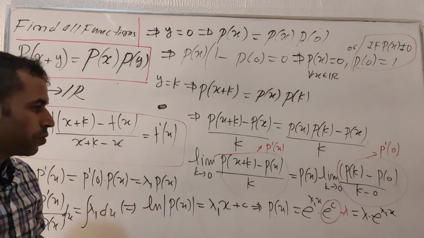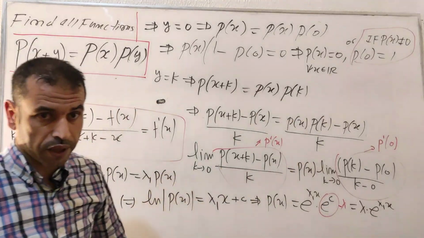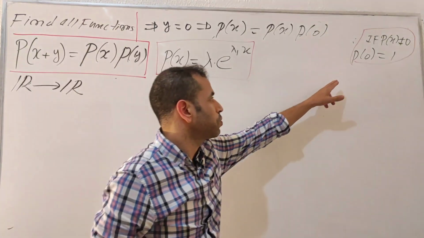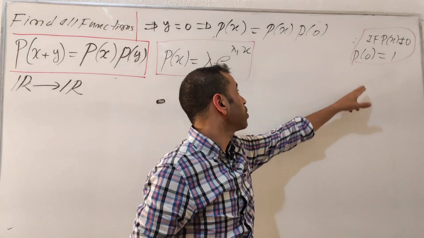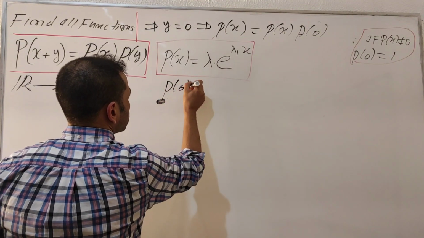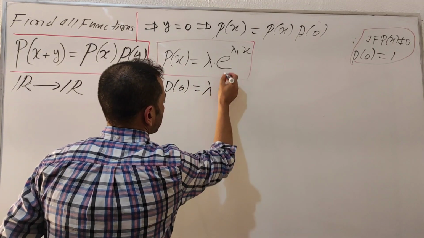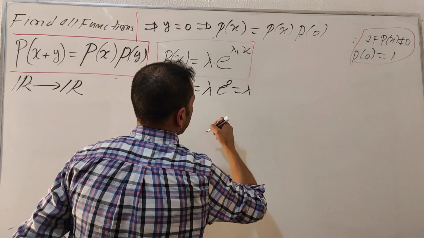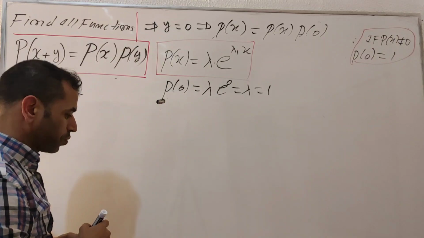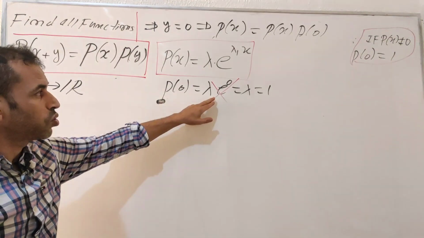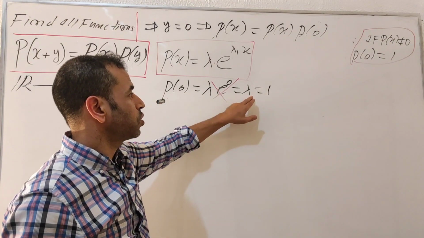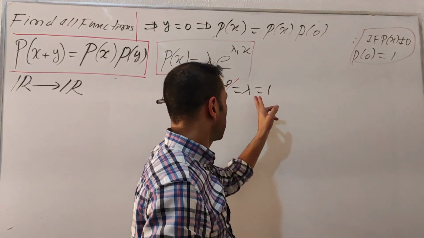Let's take this expression at the top and determine the constants. We need to determine these constants, since we have the condition p of 0 equals 1. Replacing x with 0, I get p of 0 equals lambda times e to the 0, which is lambda. We know p of 0 equals 1, so this tells us lambda equals 1. This is a wrong start, do not do this. This is not the best way to determine the constant, because we found only one case, lambda equals 1.